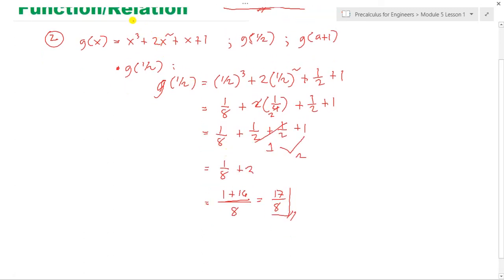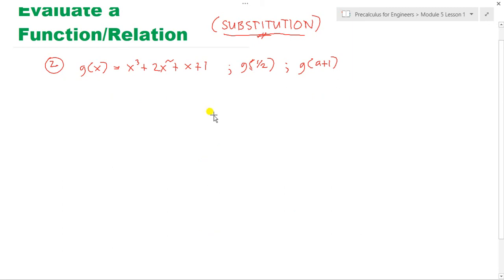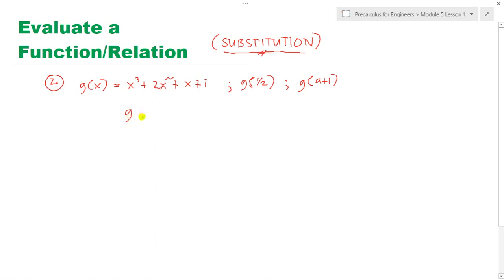How about g of a plus 1? Do you have a question? Okay, none. So we have g of a plus 1, which is just equal to a plus 1 cubed. We just substitute the x in our polynomial function. So a plus 1 cubed plus 2 times a plus 1 squared plus a plus 1 plus 1.